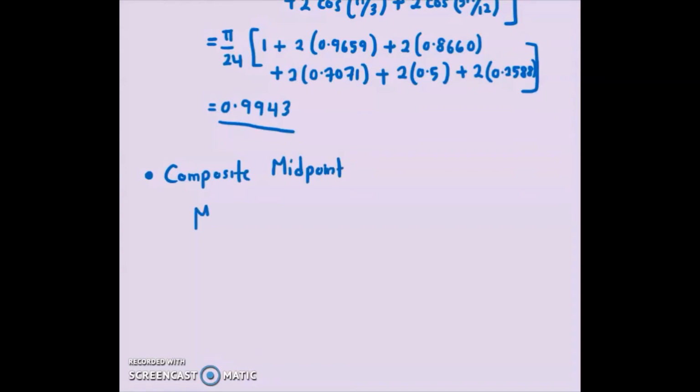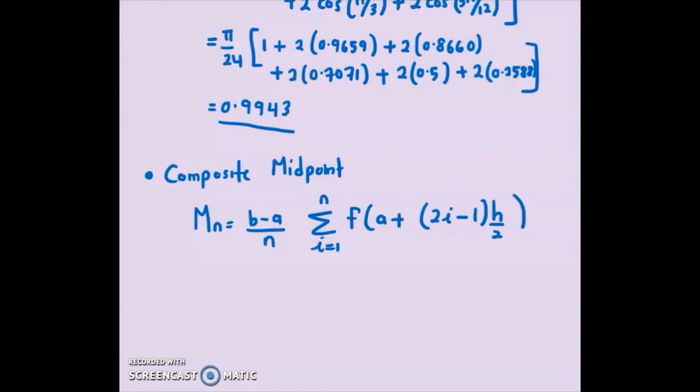Okay, composite midpoint is given as M_n equals b minus a over n, summation i equals 1 to n, f of a plus (2i minus 1) h over 2. Now having this, we know that we want to find n equals 6. So M6 will be b, which is pi over 2, minus 0, over 6.